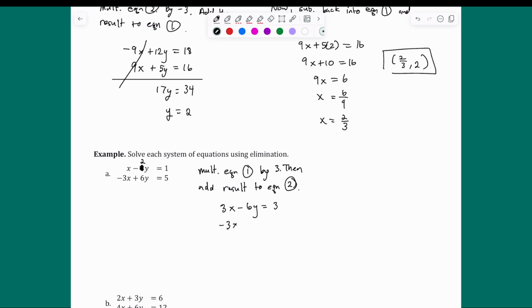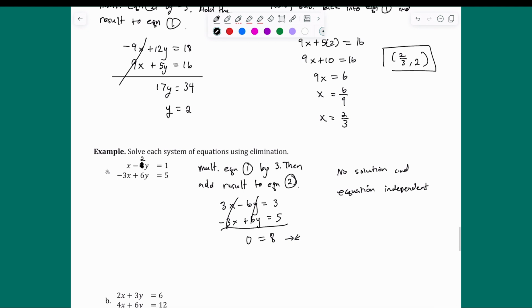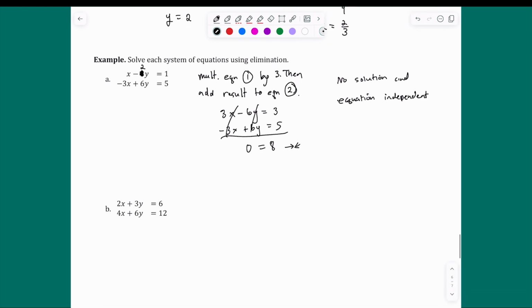So we have negative 3x plus 6y equals 5. And so we can see the left-hand side gives us 0, but the right-hand side gives us 8. And that's what we call a contradiction there. In other words, what this means is that there's no solution and the equations are independent. By the way, the previous one would have been one solution and the equations are independent as well. Alright, so that one there's interesting.